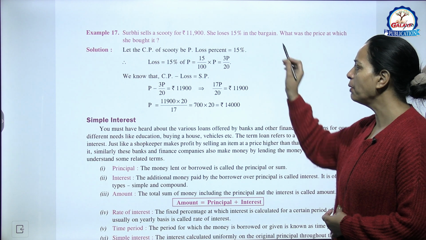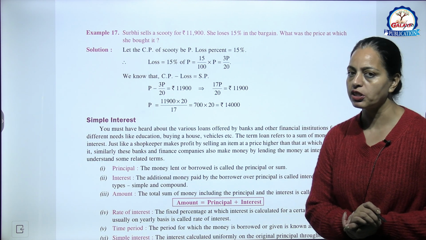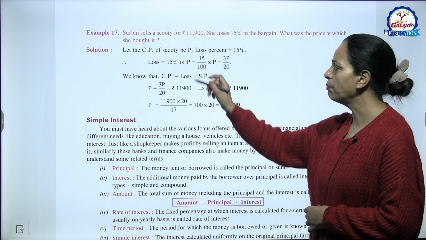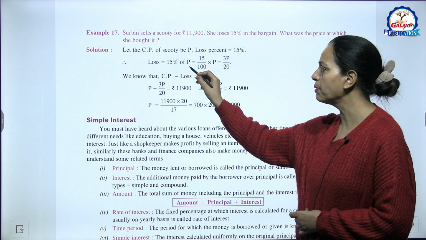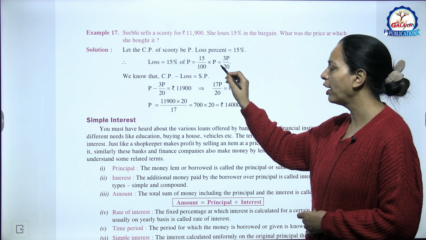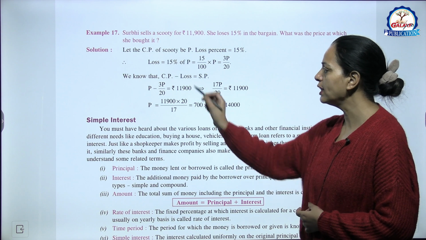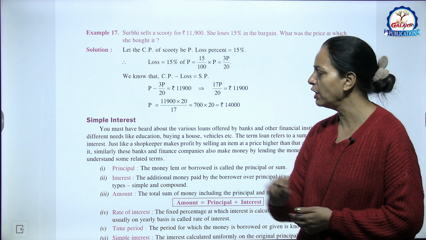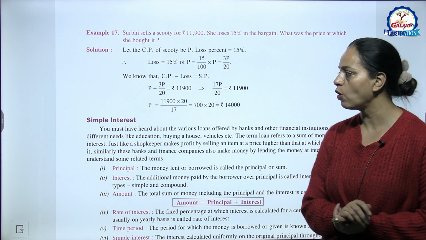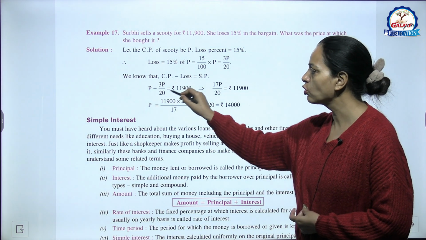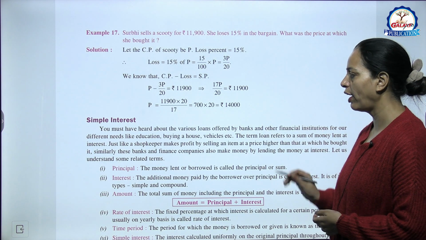Now example 17, Surbhi sells a scooty for rupees 11,900. She loses 15% in the bargain. So what was the price at which she bought it? So let the CP of scooty be P. Now loss percent is 15%, so loss is 15% of P. 15 by 100 into P, that is 3P upon 20. We know CP minus loss equals SP. So here P minus 3P upon 20 equals 11,900. So now we can solve this equation. So P is 14,000, right?